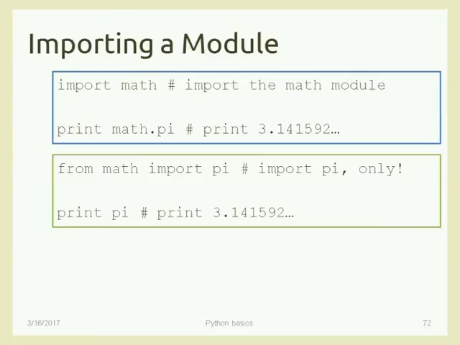Another way is to import something specific from a module. In the first case, we have access to everything that is defined in the math module. In the second case here, in the green one, we only import the pi variable from math. Only that. Math has millions of other functions and variables. We only want that one. We can only use that one, in this way. And how do we use it? Simply by calling it: print pi.